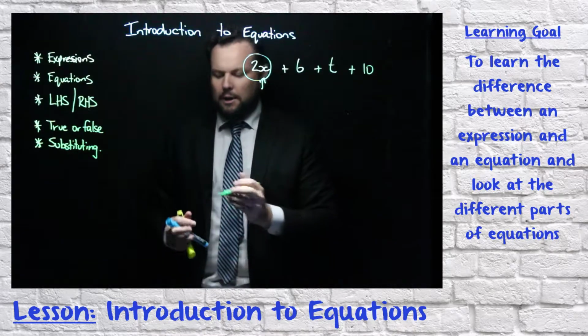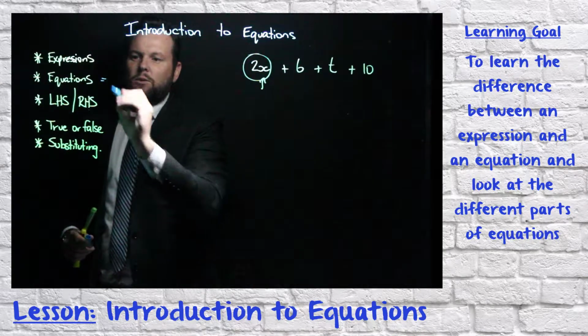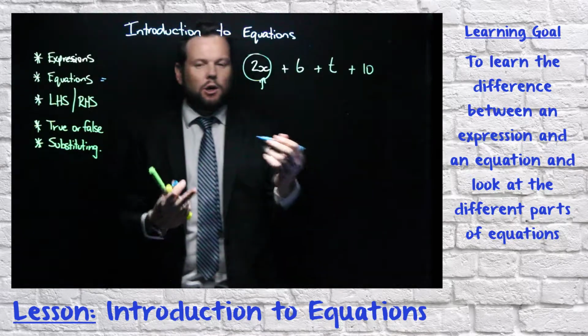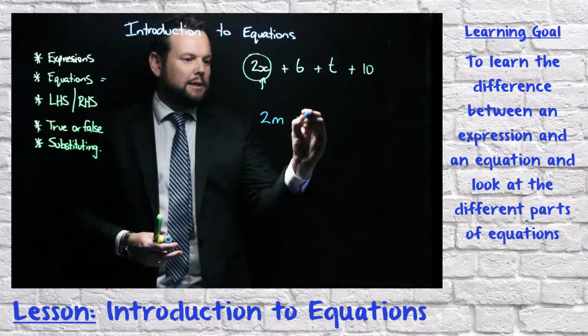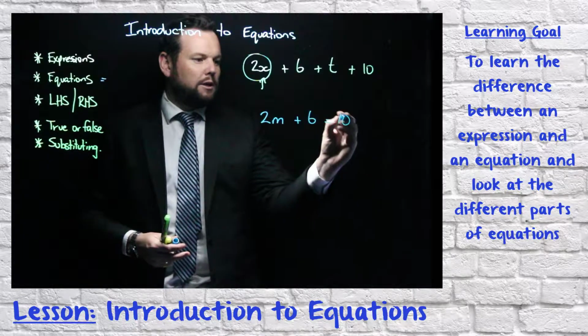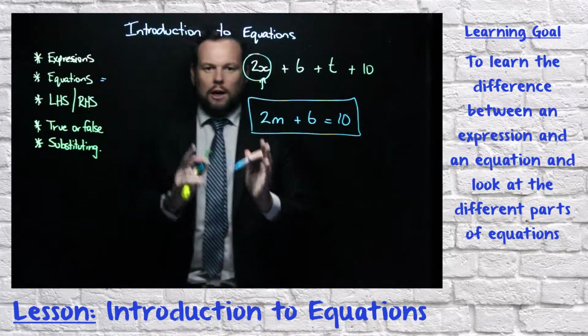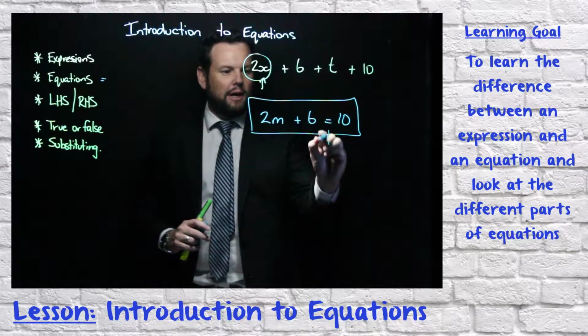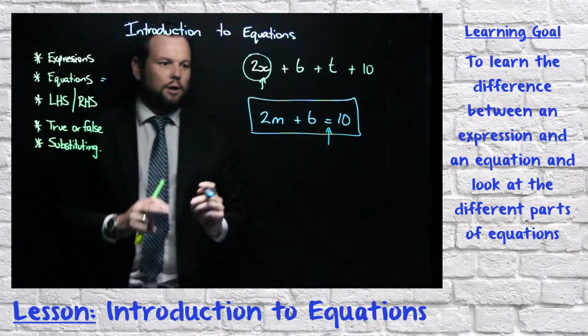Now, for it to become an equation, what we need to do is add an equal sign, okay? So I'm just going to write out an equation. So 2m plus 6 equals 10. Now, at the moment, that is what we call an equation, okay? We now have an equal sign, and there's a few important things to look at when we look at this.